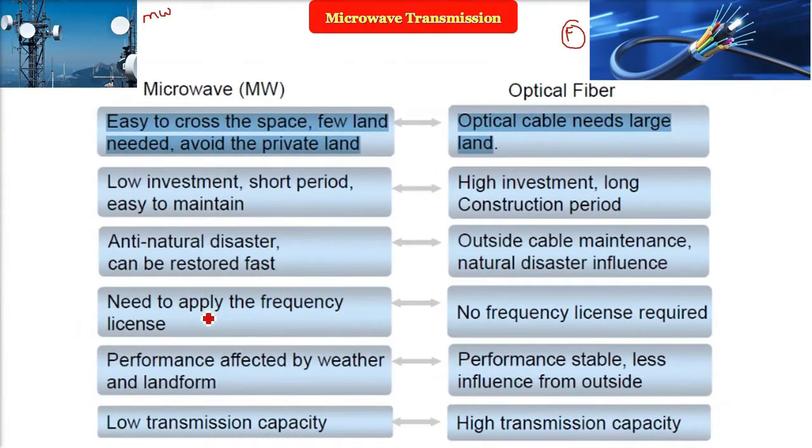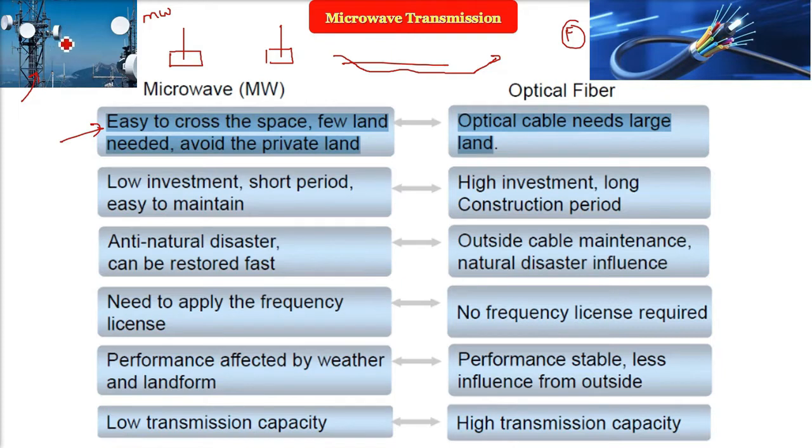So in microwave, the first thing is, it is easy to cross the space, few land needed, avoid the private land. So in microwave, just take a small part, some say plot, and 50 kilometers away, take another very small plot, and then you can erect the towers. In optical fiber, optical cable needs large land because you have to lay down the fiber. It's actually wire.